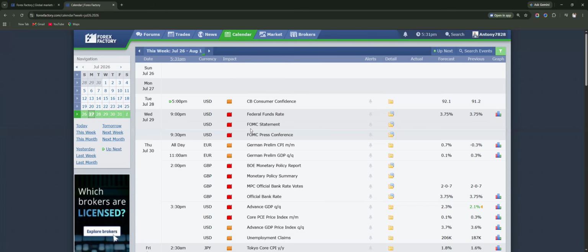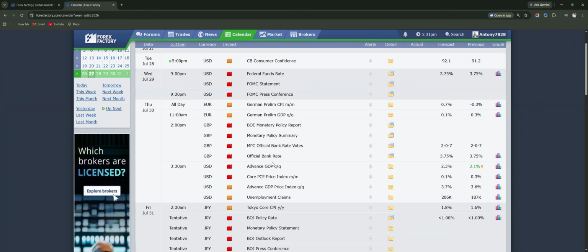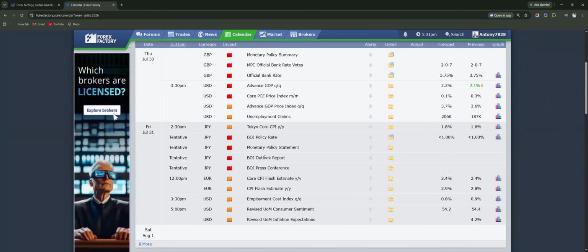Because I normally say the best way to trade news is by not trading at all. All right. So if you want to trade news, wait for the news to be released, and then afterward you can look for your entry. All right. So those are the news that I was telling you that you are supposed to avoid.